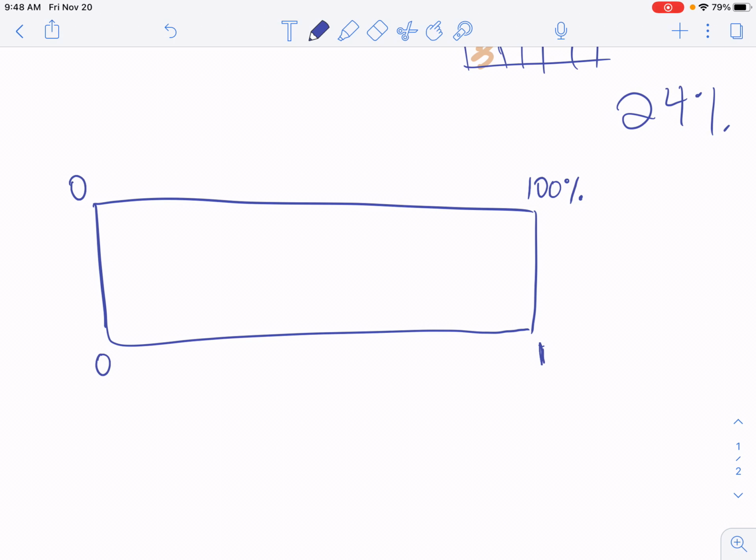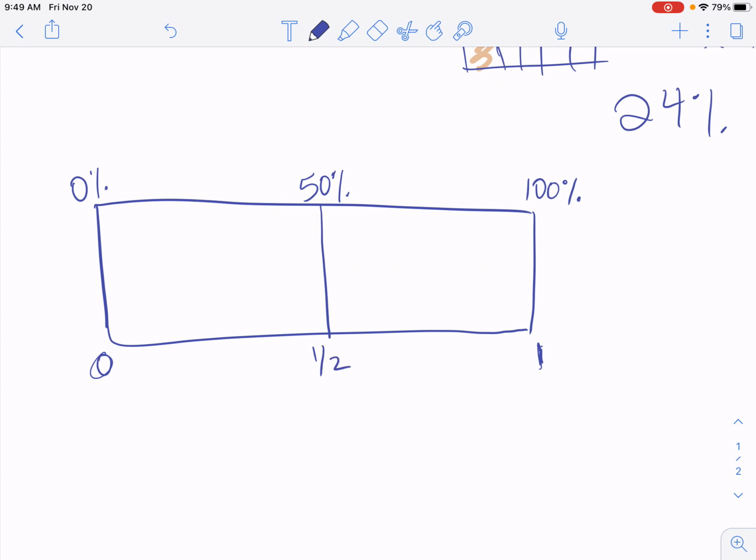If I drew a line right down the middle, I know on my percent side, this would have to be 50%, because 50% is exactly in the middle of 0% and 100%. Down on the bottom, I'm between 0 and 1. What is halfway between 0 and 1? You could represent it a couple different ways. You could say 1/2, or you could say 0 and 5/10.